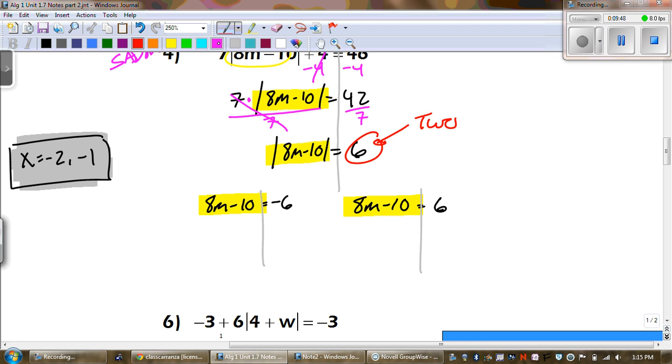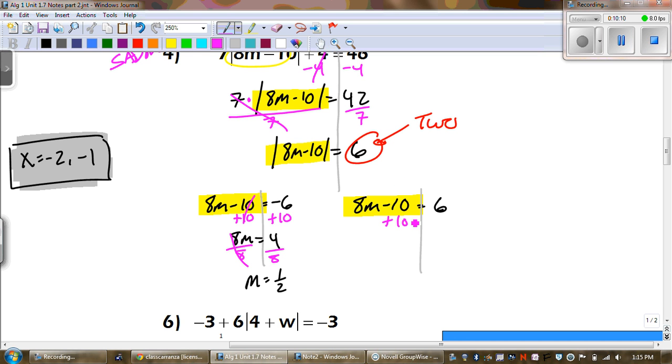So let's go ahead and solve this. We have to add 10, add 10. We get 8m equaling a positive 4. Divide by 8 to both sides, we can reduce 4 over 8, and that equals 1/2.